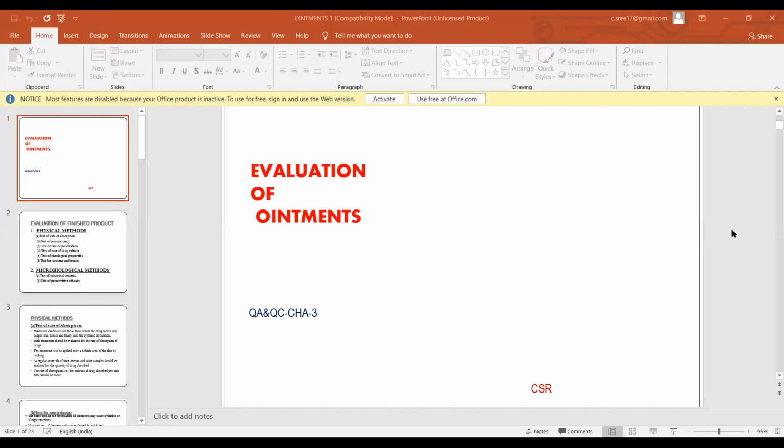Dear students, in my previous class, the QC and QA subject, chapter 3, I discussed particularly ointments. In that, I mentioned both the in-process quality control tests and the finished product tests for ointment. Yesterday I discussed only the in-process quality control. Today I will talk about the finished products evaluation tests, that is, evaluation of the ointment.